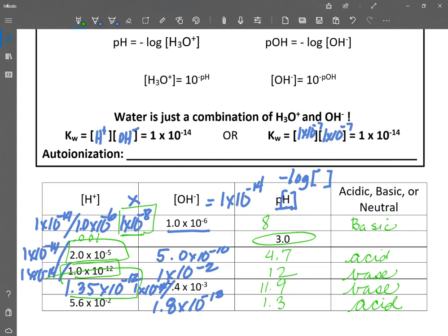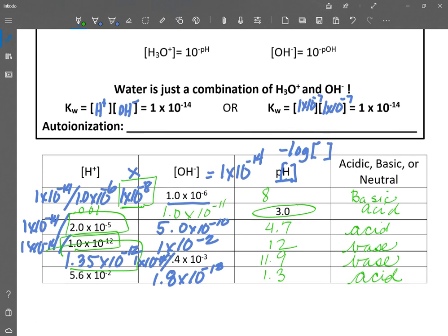Now, what do you do if you want to convert it to hydroxide? We're going to take 1 times 10 to the negative 14th divided by 0.001, and we end up with 1 times 10 to the negative 11th. Now, there is a worksheet in your packet that is much better at explaining this that we will do together next week. All right, thank you very much for learning about acids and bases.